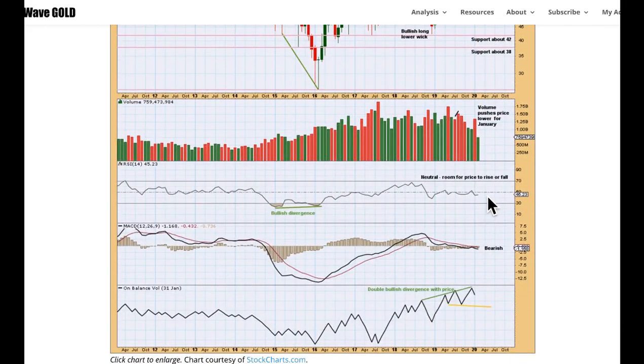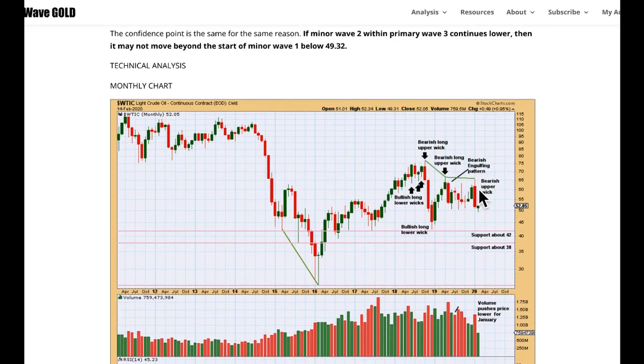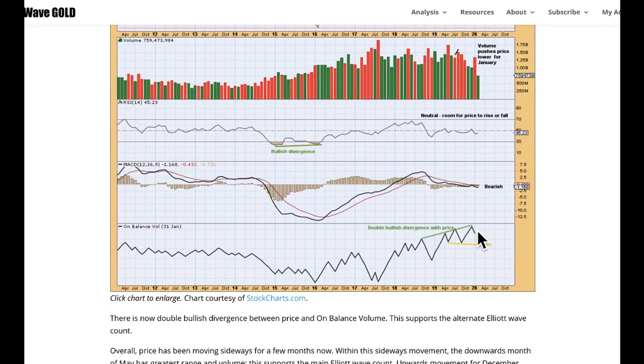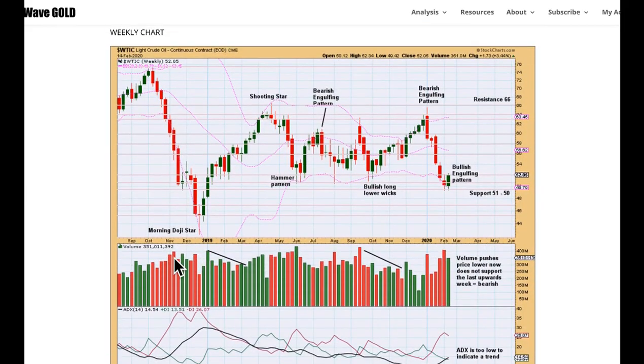RSI is neutral, room for price to rise or fall. MACD is full bore bearish. On balance volume has been making new highs while price hasn't. There is double bearish divergence. I will give more weight to volume range and RSI than I will to divergence with on balance volume though, because of my experience over the years, those are more reliable.